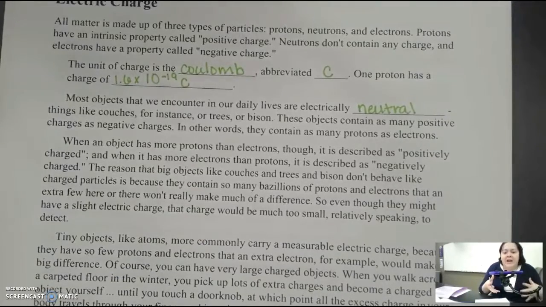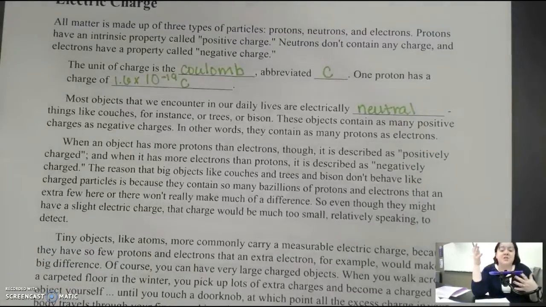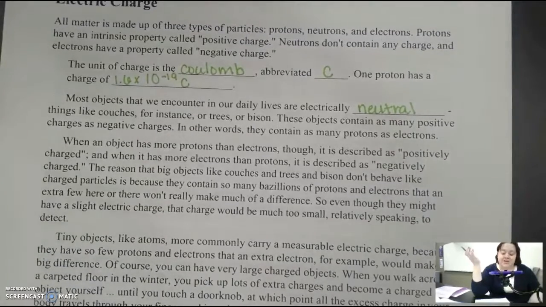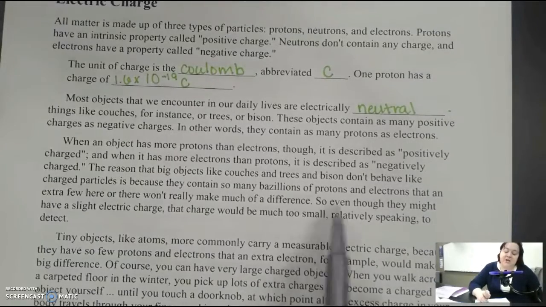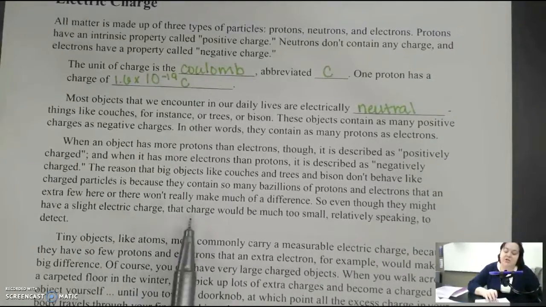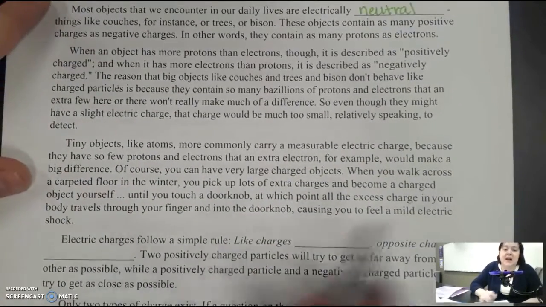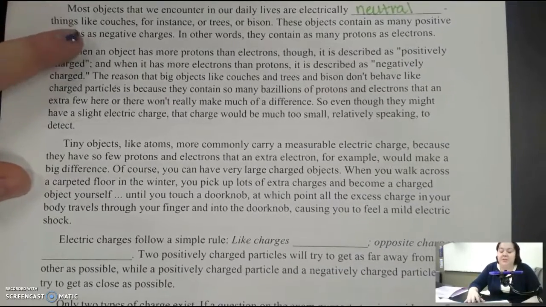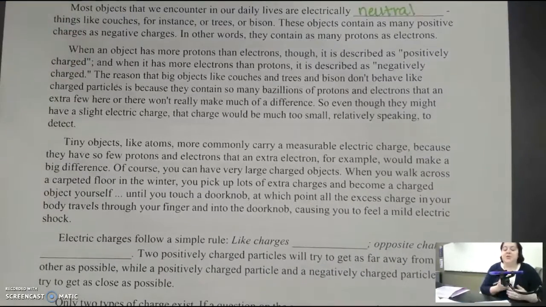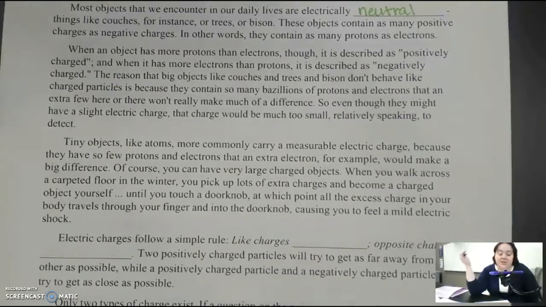So every atom in your couch is not electrically neutral. No, probably a bunch of them are negatively charged or positively charged, but there are so many overall that, like it says here, even though they might have a small electric charge, the charge would be much too small relative to the size of the object to detect. Tiny objects like atoms, however, more commonly carry measurable electric charge because they have so few electrons and protons that an extra electron makes a big difference.